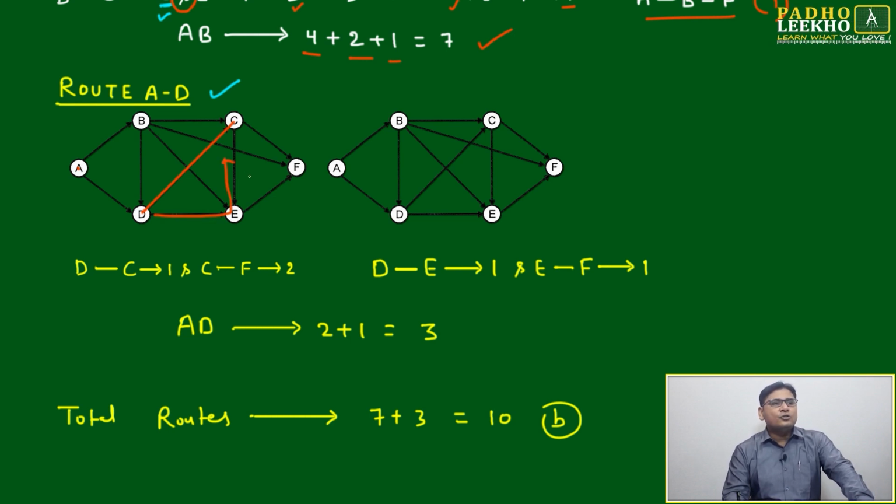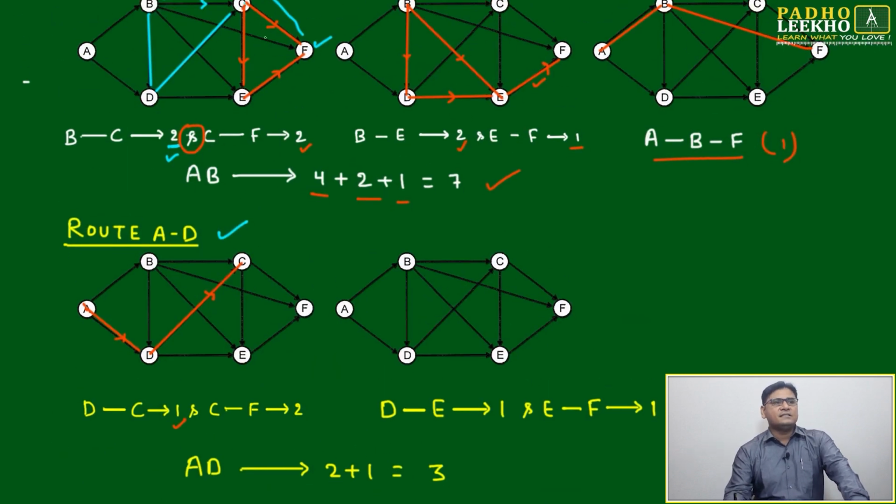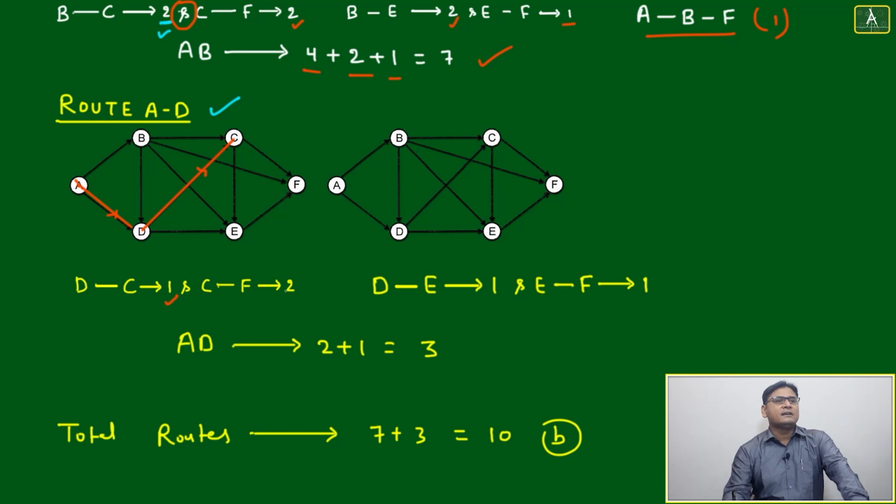This option is not valid. This route is not valid because it is against the arrow direction. You have to move against the arrow, which means you will not be able to go. Only one route is there, D to C. From A to B you came, and D to C, only one route. C to F, again two routes are there. We already saw C to F has two routes, so this will be common here, 2.